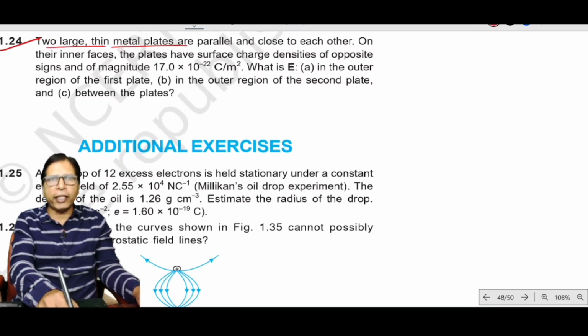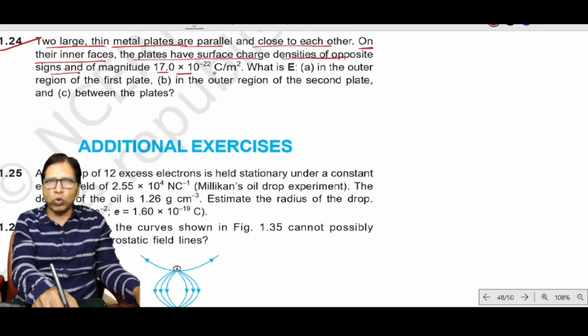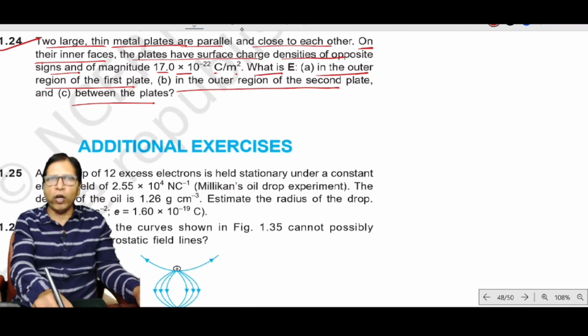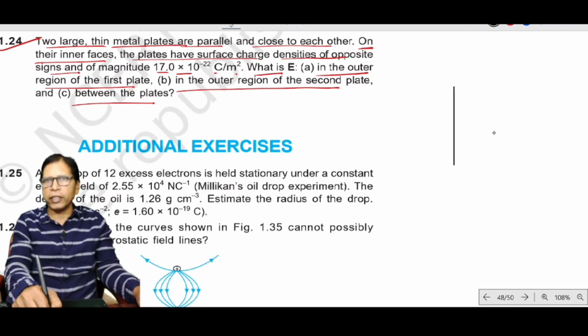Two large thin metal plates are parallel and close to each other. On their inner faces, the plates have surface charge densities of opposite sign and magnitude 17.0 into 10 to the power minus 2 coulomb per meter square. What is E in the outer region of the first plate, in the outer region of the second plate, and between the plates? Okay, now this is a plate, and this is a plate.